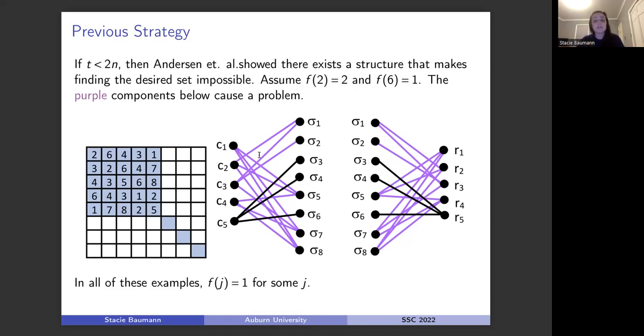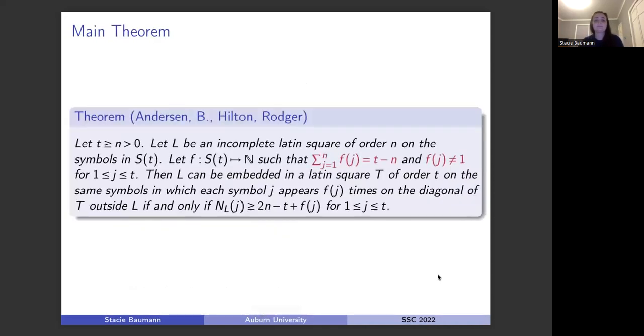But all of these bad components that we come across have that same property that one of the symbols is prescribed to appear exactly once. So in this case, our symbol 6 is prescribed to appear exactly once. So that means it's a candidate from one of these bad components. And in this new example here, they do contain these bad components. Okay, so again, that's what led to this conjecture that we proved.